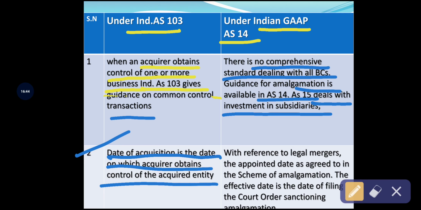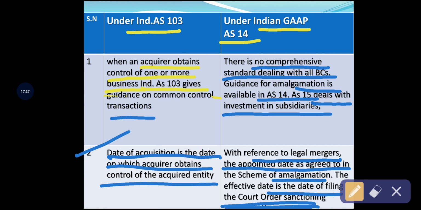But in Accounting Standard 14, with reference to legal mergers, the appointed date is agreed in the scheme of amalgamation. The effective date is the date of filing the court sanctioning order. So in case of amalgamation, the court mentions the sanctioning order. The date on which the court mentions the sanctioning order to sell or purchase the assets and liabilities from one company to another will be called the acquisition date according to Accounting Standard 14.